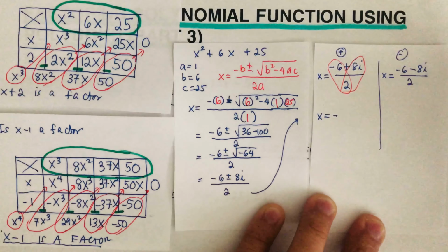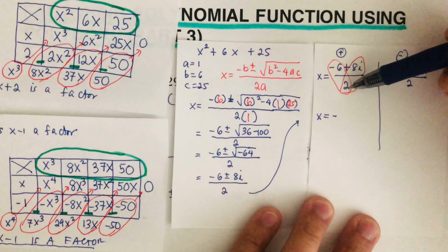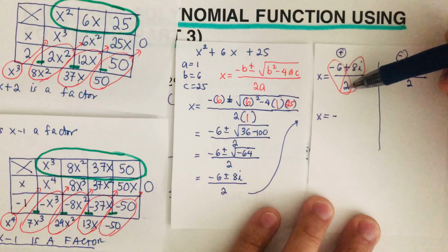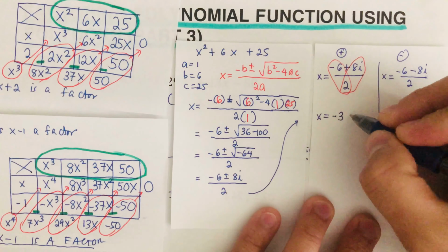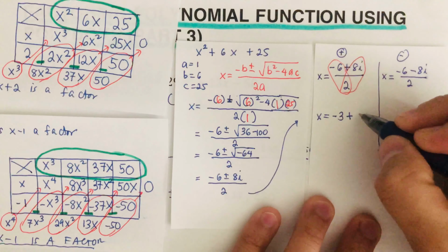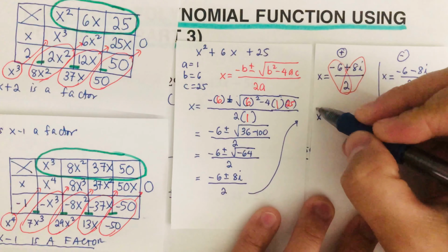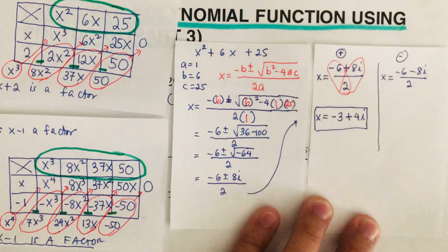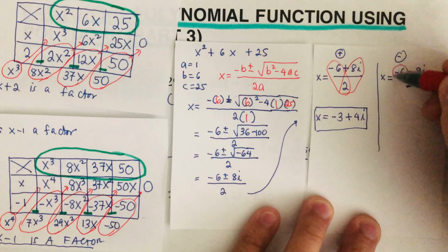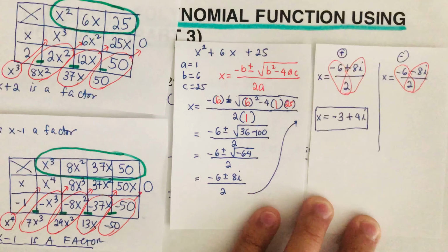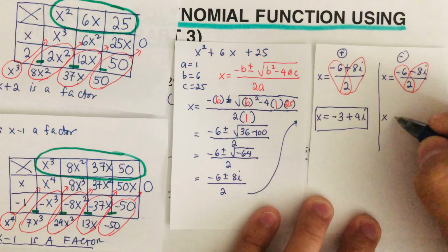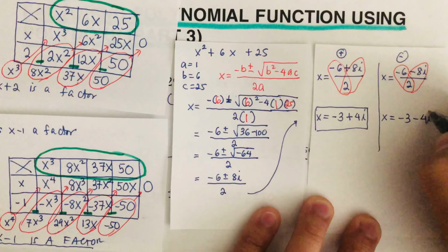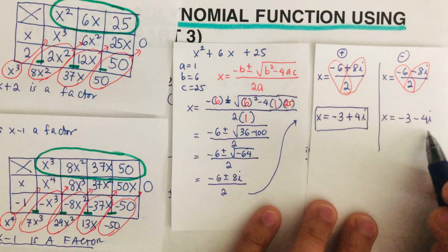Okay, at this point, we remember that this 2 is the denominator of both negative 6 and 8i. So negative 6 divided by 2 is negative 3, plus 8i divided by 2 is 4i. So this one is in standard form. And we do the same thing right here. So then we remember that this 2 is a denominator of negative 6 and negative 8i. So then we can say that x is equal to negative 3 minus 4i, because again, 8i divided by 2 is 4i.